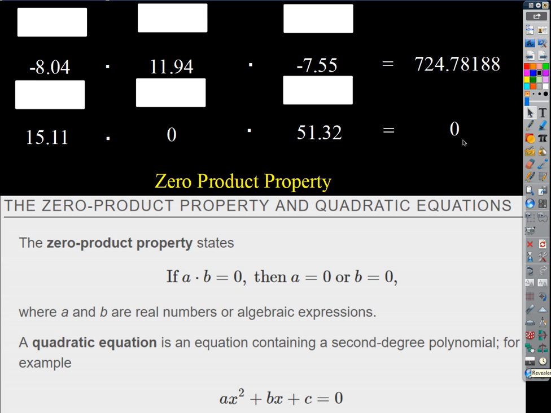It tells us that if A times B equals 0, then what could be true? Well, either A equals 0 or B equals 0. It's the only possible way that can happen, right?